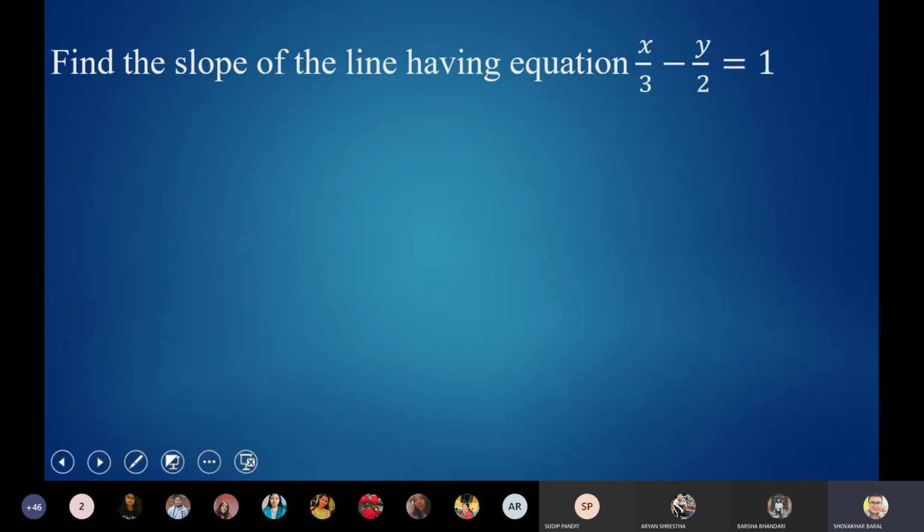So let's go to the next one. Try to find the slope of this line. Find the slope of the line having equation x by 3 minus y by 2 is equals to 1. Please try to find the slope of this line. x by 3 minus y upon 2 is equals to 1. Please try to find it.